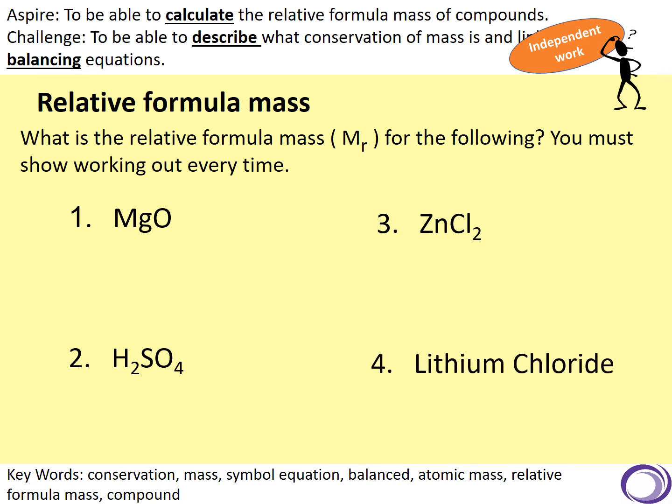I've put an extra challenge in for some of you there. You need to find out what the formula for lithium chloride is. Lithium is in group 1 and chlorine is in group 7. So that should give you a clue, if you think back to your bonding information, what the formula would be. And I'm going to give you, again, about a minute to actually complete those relative formula masses.